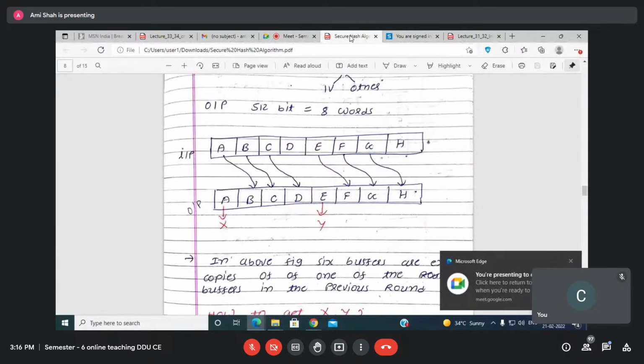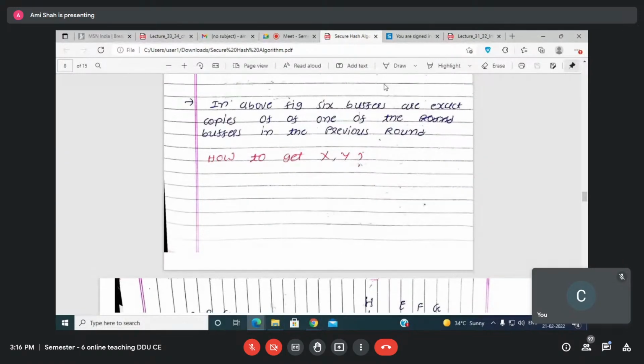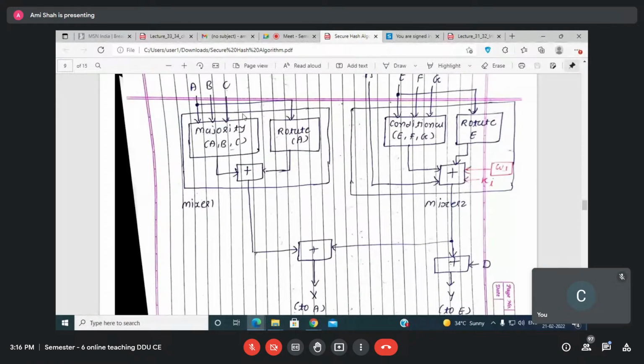Now how it works, that I want to explain to you. First you have to understand the simple basic functions: what is majority, what is rotate, what is conditional, what is rotate E. Only that I will explain, and otherwise, if you want, you have to solve it yourself.